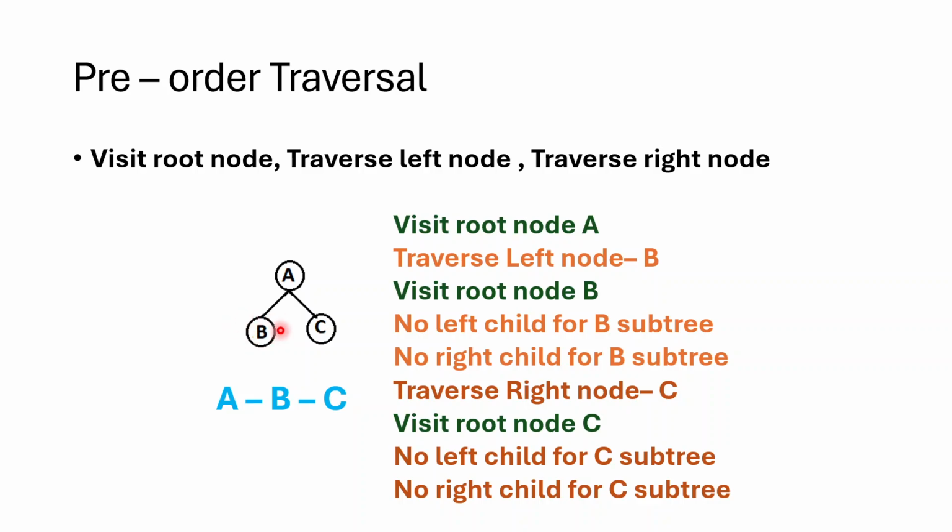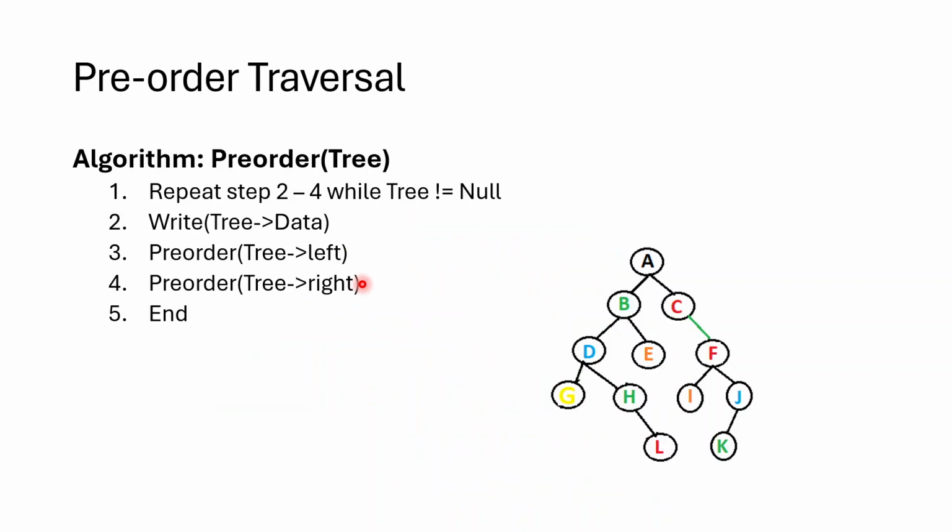So now this is a subtree. For subtree B, is there any subtree of B? No. Is there any child of B? No. Okay, so B is done. And then I'll come to the right side. In the right subtree, C is the root node. For C, is there any left child or right child? No. C is there.